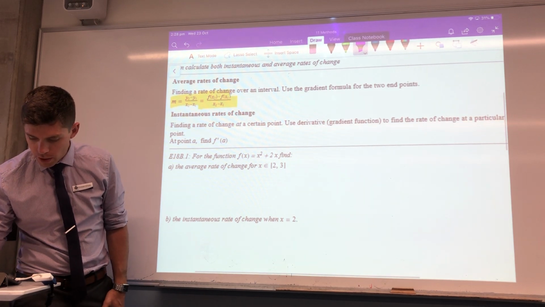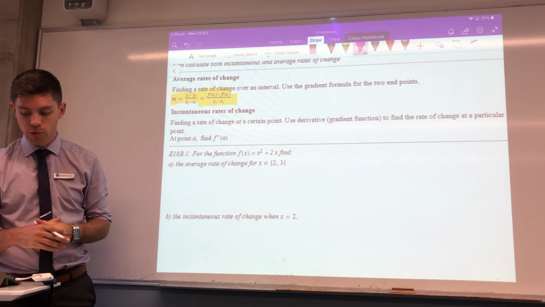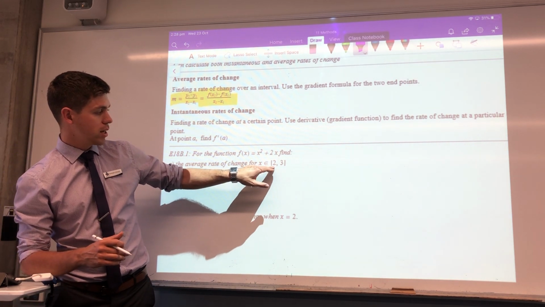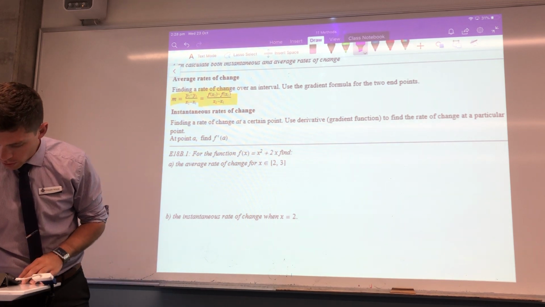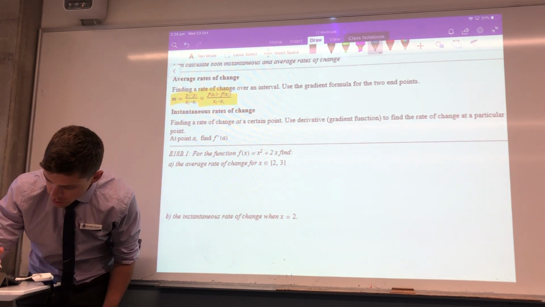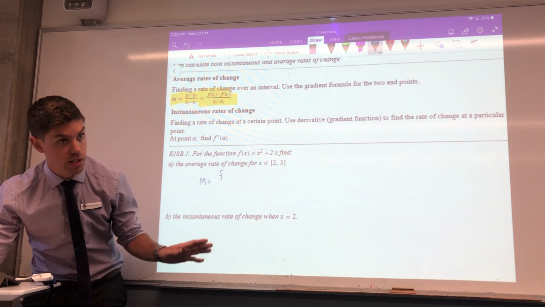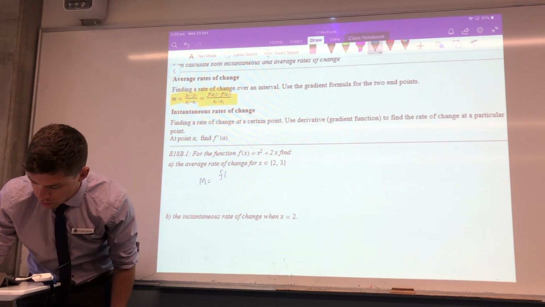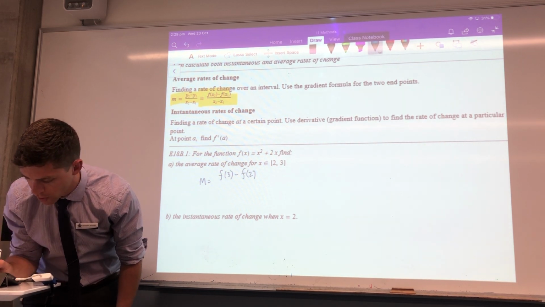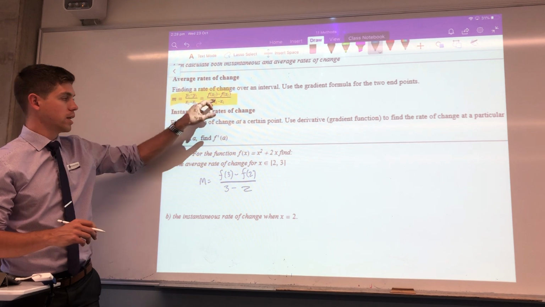All right. Example 18b.1. For the function f of x equals x squared plus 2x, find A, the average rate of change for the interval x between 2 and 3. Okay. Well, we could use our formula for gradient, or average rate of change, to find the function at the second x value, which is 3, take away the value of the function at the first x value, 2, and divide it by 3 minus 2. So I'm using this formula here.